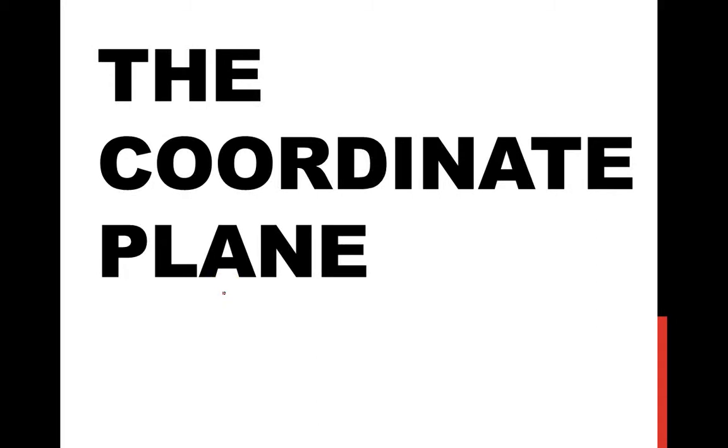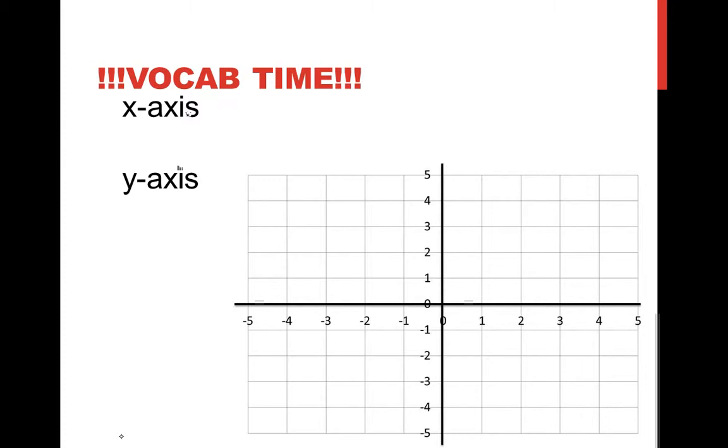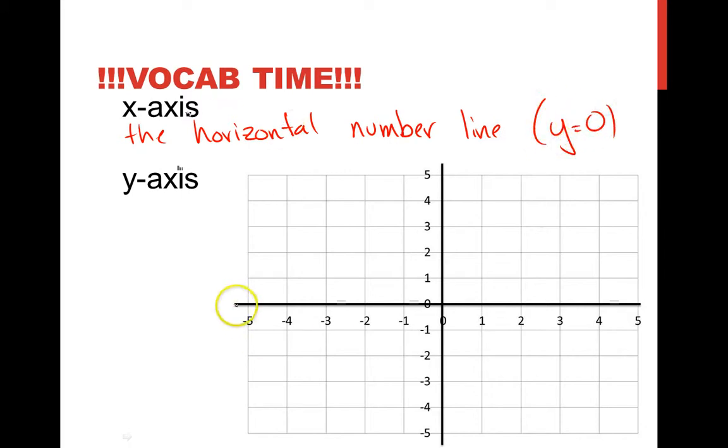Alright, well today we're talking about the coordinate plane. So it's vocab time. We're going to start off with the X and Y axis. The X axis we're going to call the horizontal number line. Also, in parentheses, you can put y is equal to 0 on the x-axis. So this is my x-axis right here. It's where y is equal to 0, and so horizontal number line.